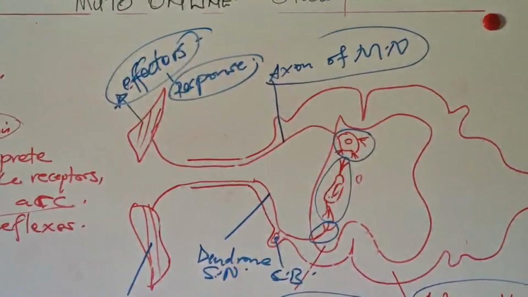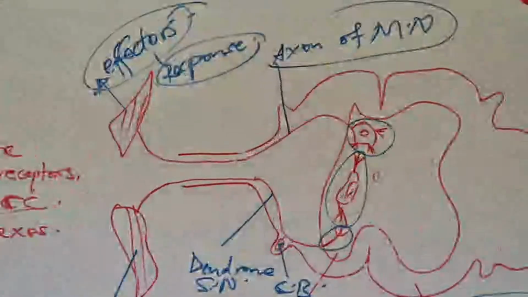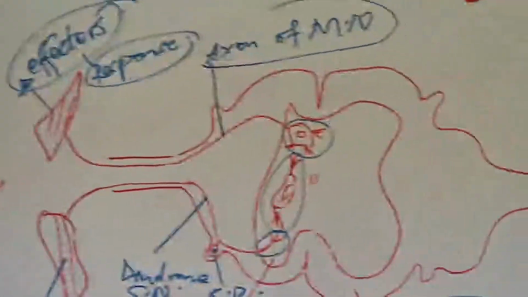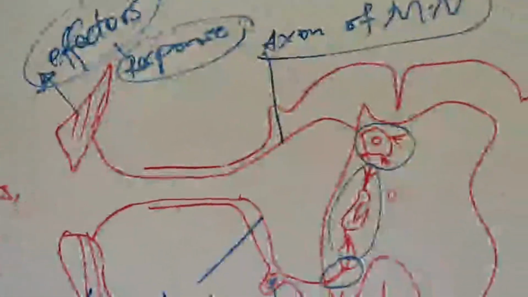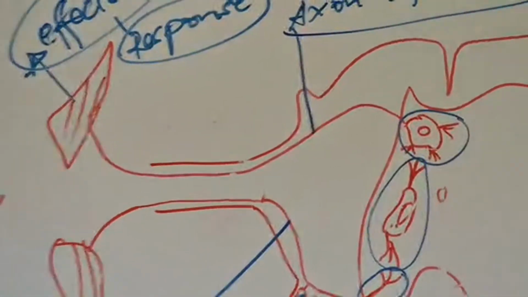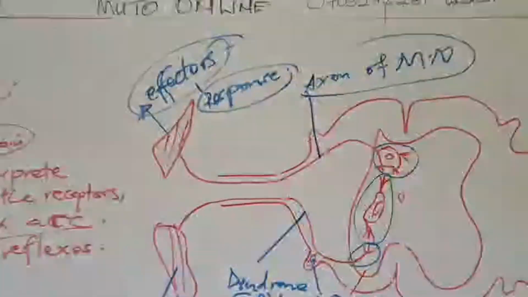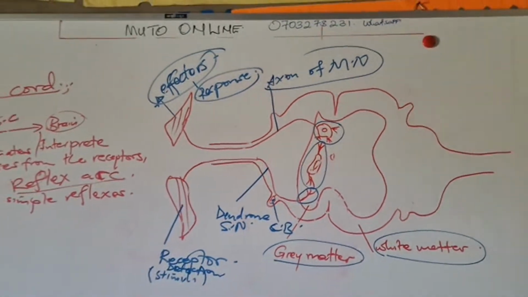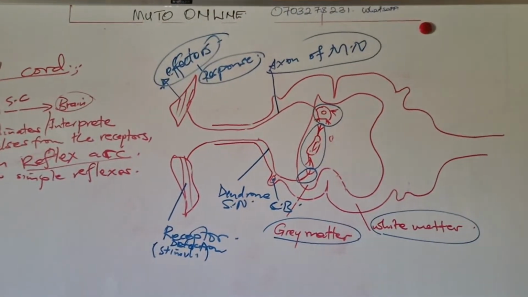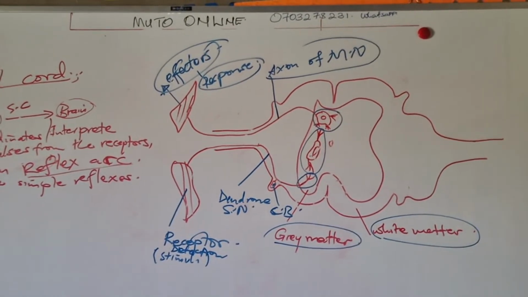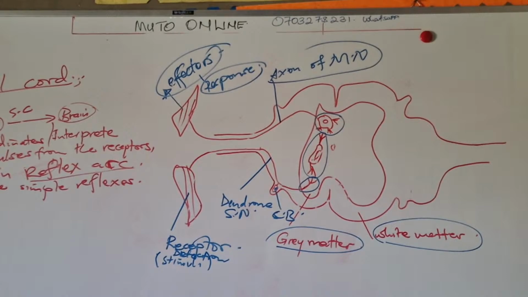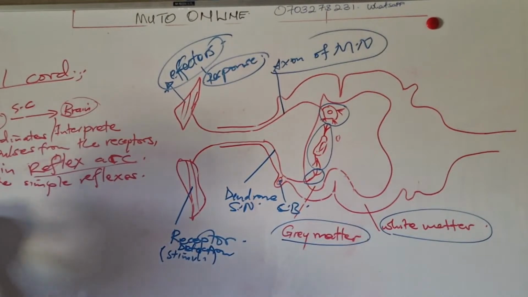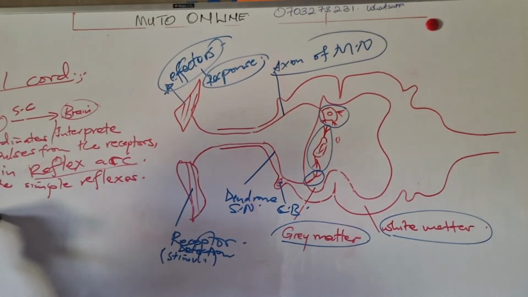We've mentioned some of the functions of the spinal cord: connecting the peripheral nervous system to the brain, the center of simple reflexes, receiving impulses from receptors, sending impulses to the effectors, and interpretation. So we've mentioned all. There is also interpretation.